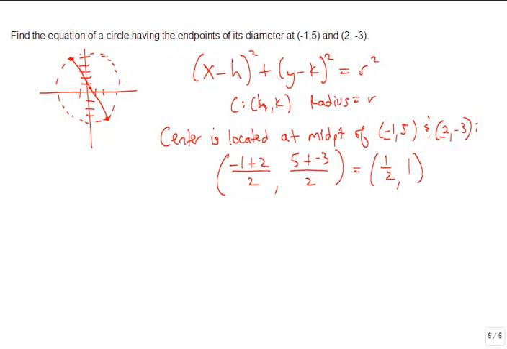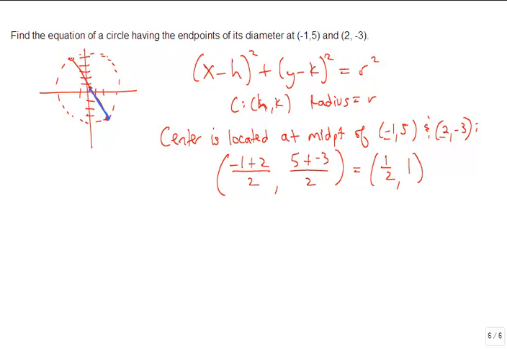So the only other thing we need is our radius. How do you find your radius? What's the radius going to be if all we know are these endpoints of our diameter? Well, your radius is this distance from here to here, that length. Now there's a couple ways you could do this. Since we just found our center, we could directly find that distance by finding the distance between the center point and that endpoint.